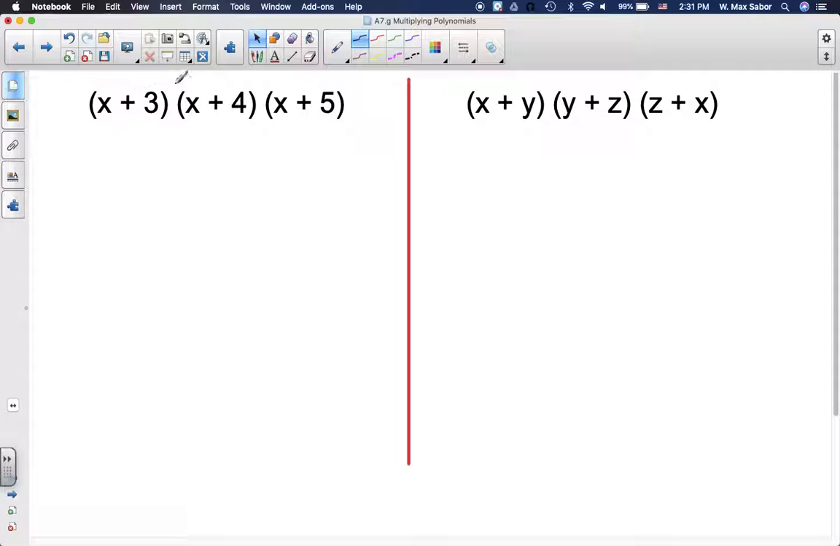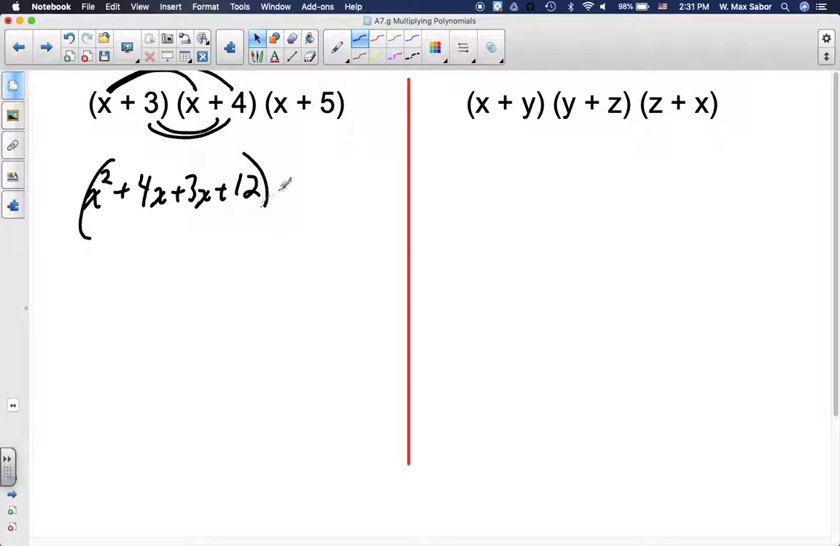Here we have 3 sets of parentheses, so I'm going to do 2 of them first, and then do the second one later. So x squared plus 4x plus 3x plus 12, and that's going to be multiplied by x plus 5. Still simplifying the left part of this expression, I'm combining like terms to get 7x.